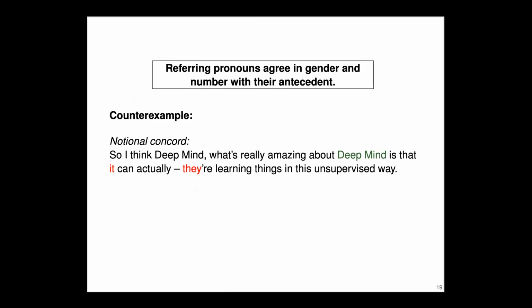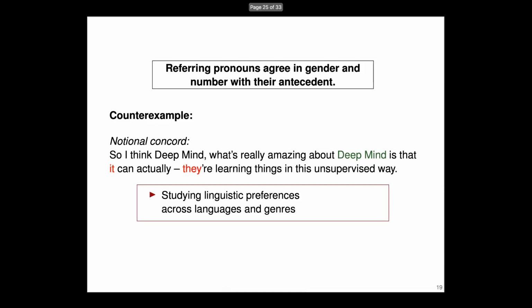So finally, the third assumption that I would like to discuss is that referring pronouns agree in gender and number with their antecedent. And the counterexample here is what is called notional concord. So this example here: I think DeepMind, what's really amazing about DeepMind is that they're learning things in this unsupervised way. So here, even in one sentence, we have a singular pronoun and a plural pronoun referring to the same entity, DeepMind. Because in English, it's possible to refer to collective nouns such as company names with singular or plural, depending on how you conceptualize them.